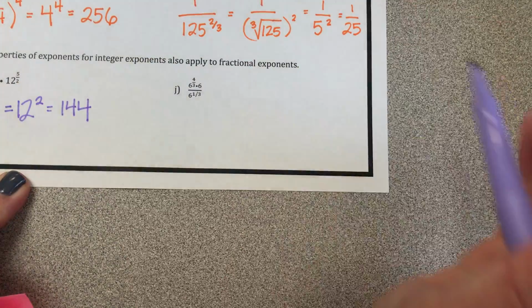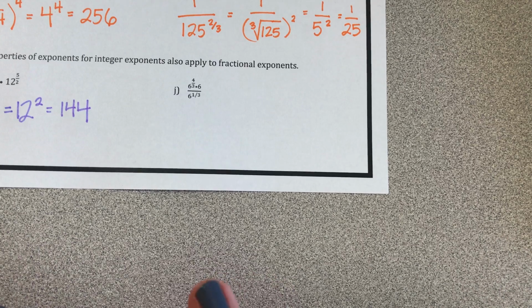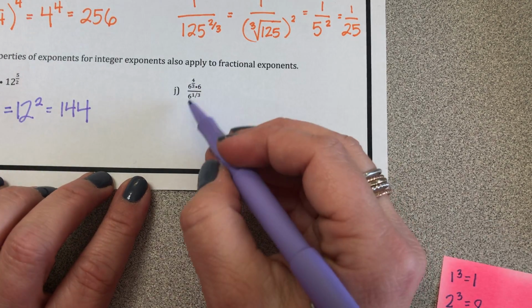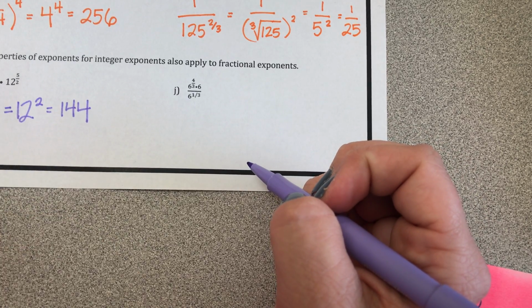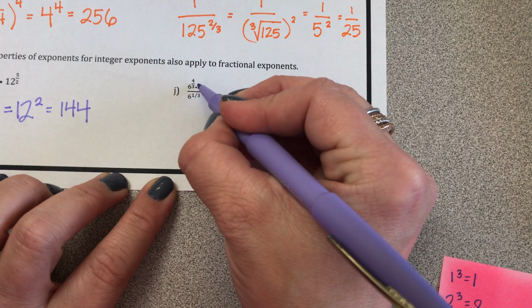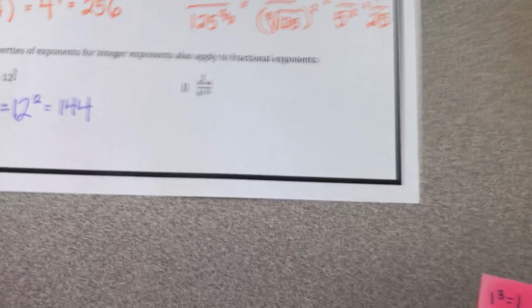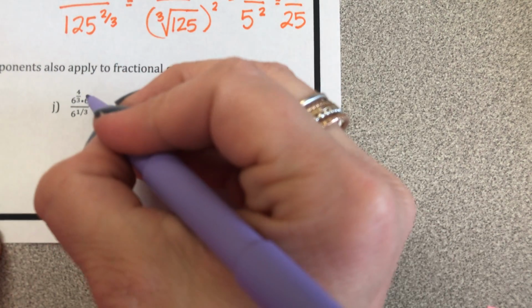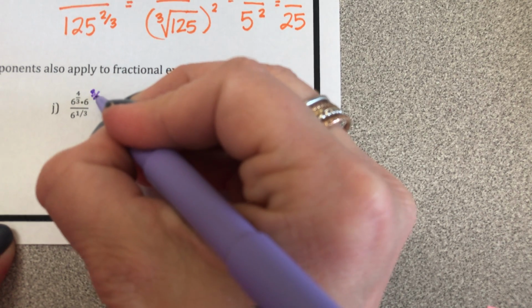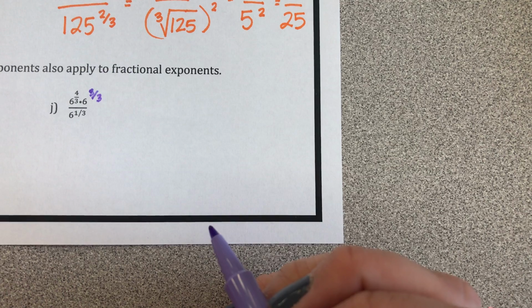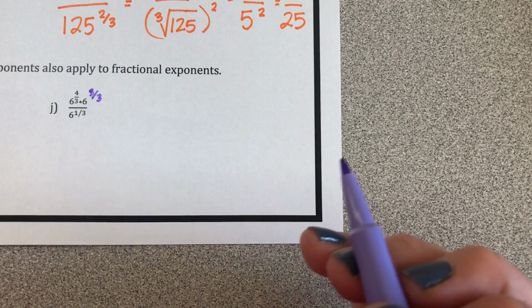And then letter J, we have 6 to the 4/3 times 6 divided by 6 to the 1/3 power. Okay, so there's a couple different ways you could do this. I'm going to say this 6 is like saying 6 to the 3 over 3, right? Because what's 3 divided by 3? That's another way of writing 1, right?